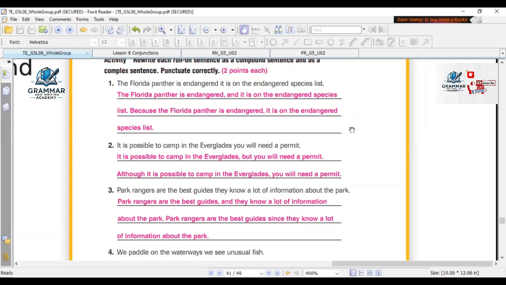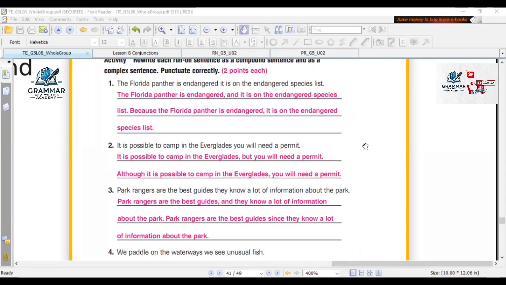What about the complex sentence, Ibrahim? Park rangers are the best guides since they know a lot of information about the park. Yeah, since here is the conjunction that comes in the middle, for this reason we don't have a comma, and since here is equal to because. Thank you so much, Ibrahim Mirza. This is for number 3.